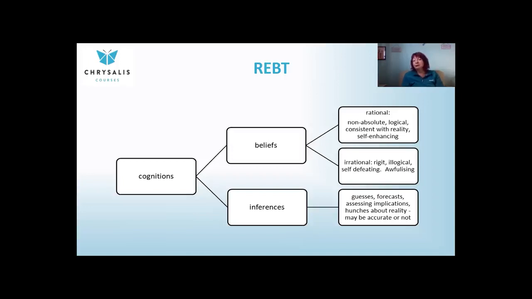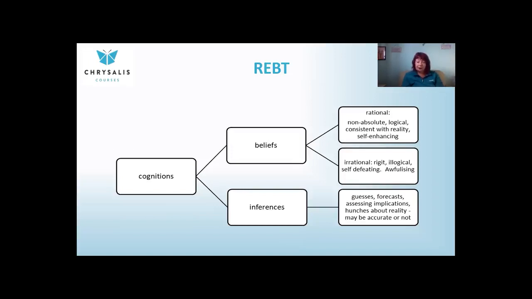So similar to Rogers' conditions of worth in person-centred therapy, and to Freud's superego in psychodynamic therapy, Ellis agrees that people are open to influence from others as children. And when we're children, we just take it on. We take those messages on. We're not critical of them. We just take them on, and they become beliefs.